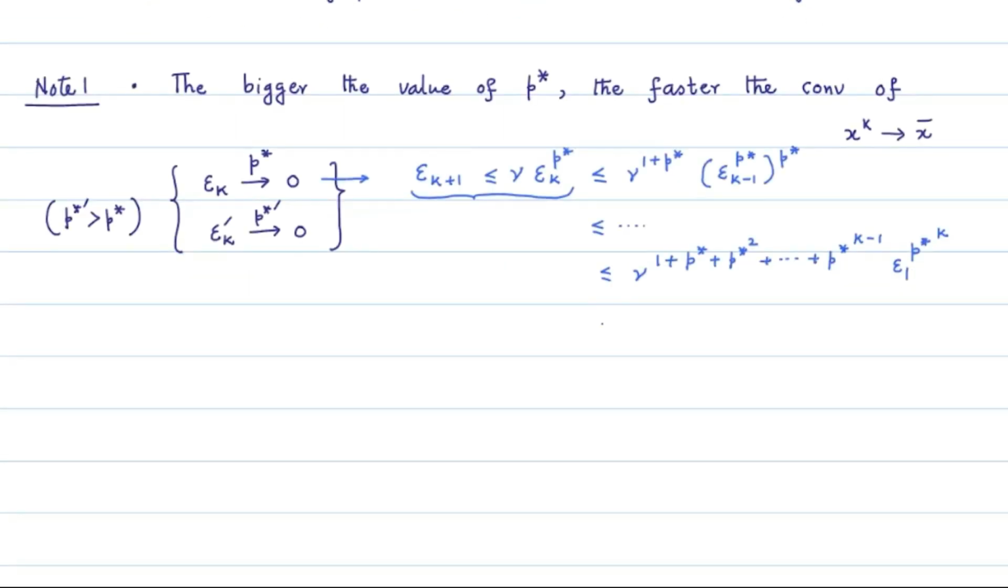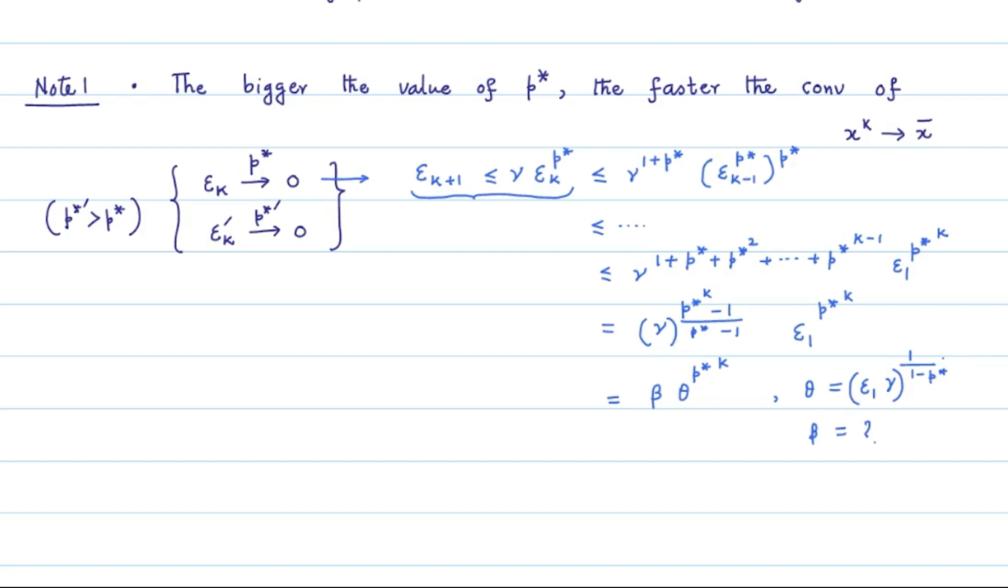So finally we get epsilon k plus 1 less than or equal to gamma to the power p star whole to the power k minus 1 divided by p star minus 1 times epsilon 1 to the power p star whole to the power k, which is equal to some constant beta times some theta to the power p star to the power k, where this theta is equal to epsilon 1 into gamma to the power 1 by 1 minus p star. Please figure out why this theta is equal to this, and also find out what is a possible value of this constant beta.